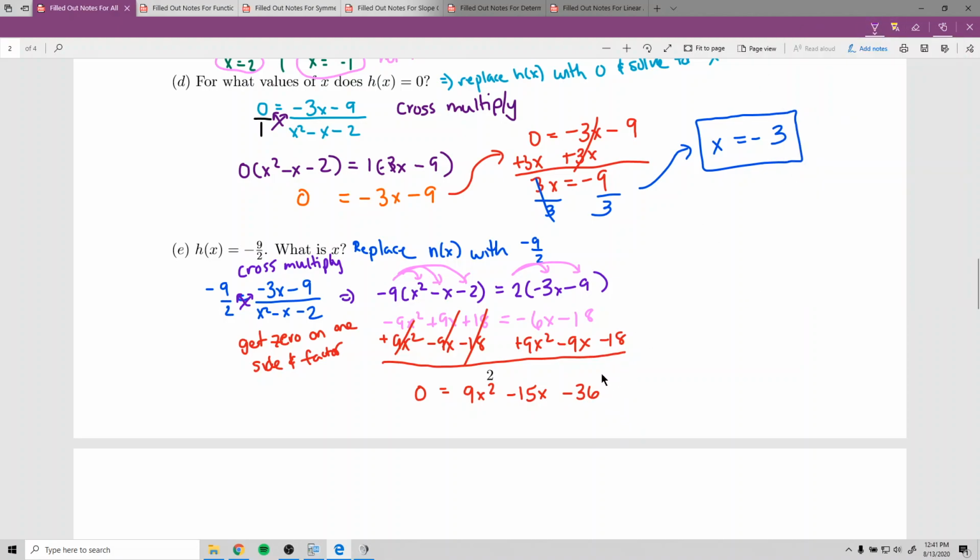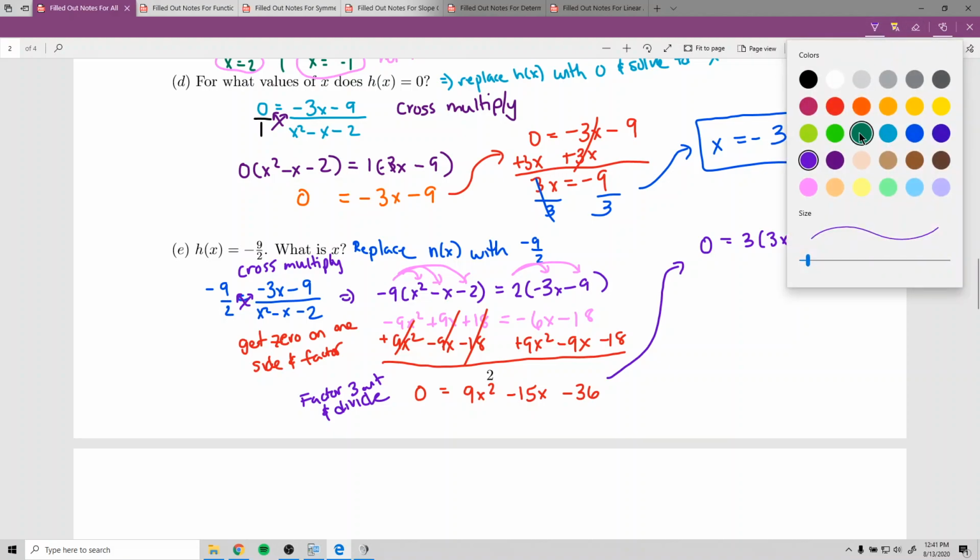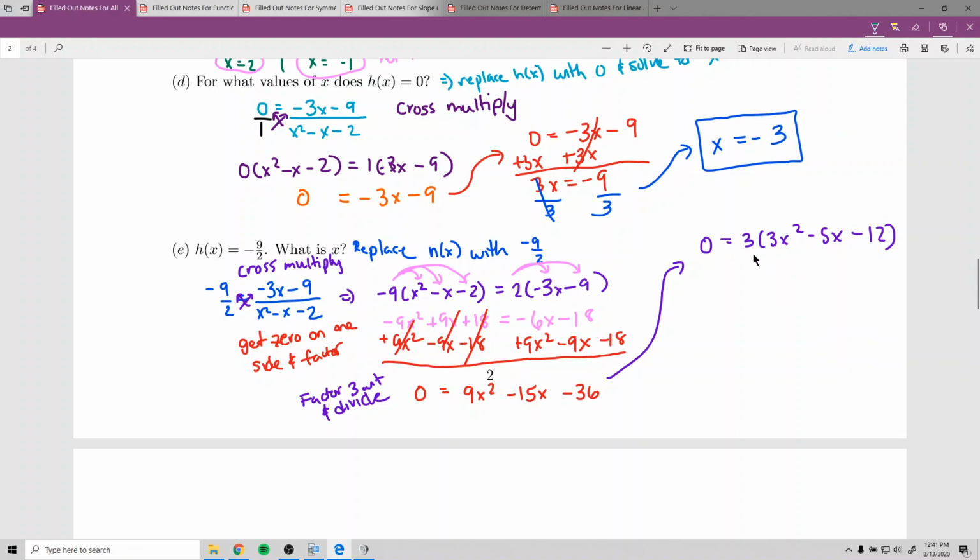Now we want to solve this. One thing I would do is there's a 3 in common, factor the common 3 out. And since it's just a number, you can divide it out too. So let's see that in action. Take the 3 out, so we get 3x squared. 3 out of 15 is 5. And 3 out of 36 is 12. Right. Normally, if we have an x here, we can't do anything about it. But since it's just a 3, it's just a number, we can divide each side by 3 and get rid of it. So we got 0 equals 3x squared minus 5x minus 12.